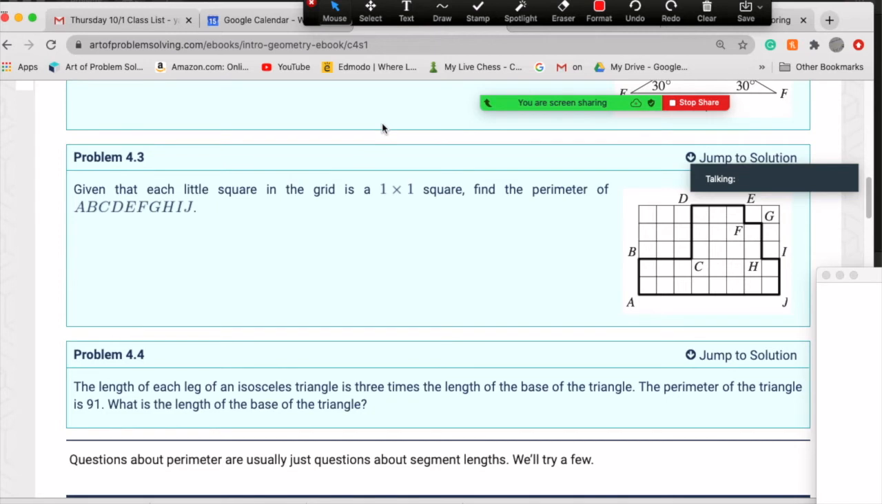This one, they give you this shape. Given each little square in the grid, it's a 1 by 1 square. They ask you to find the perimeter of A, B, C, D, E, F, G, H, I, J. Each small square is 1 by 1. Then they ask you, what is the perimeter of this solid black color shape? Everybody do it, then send me your answer.